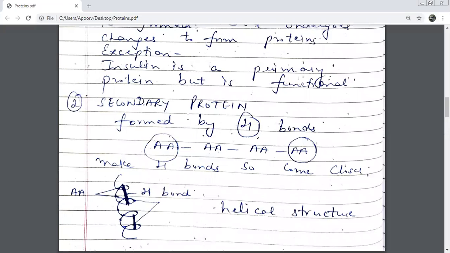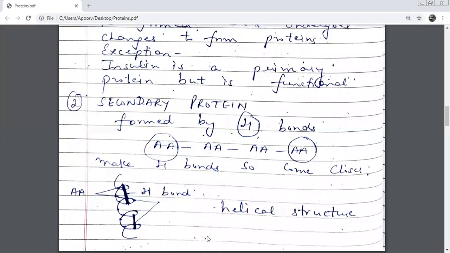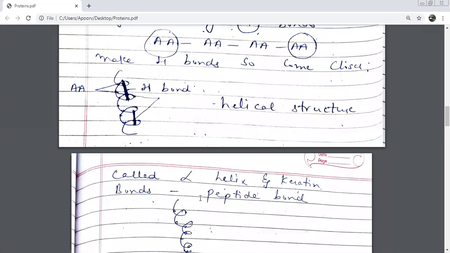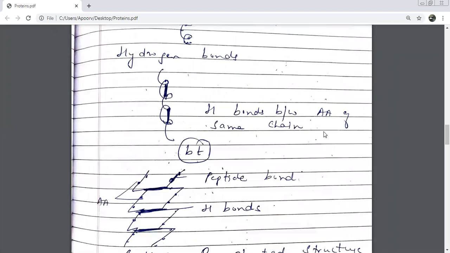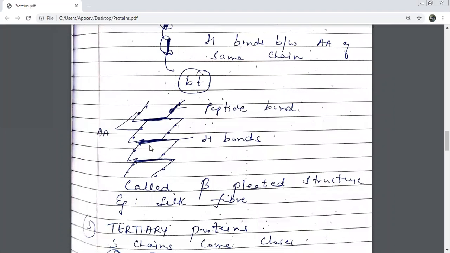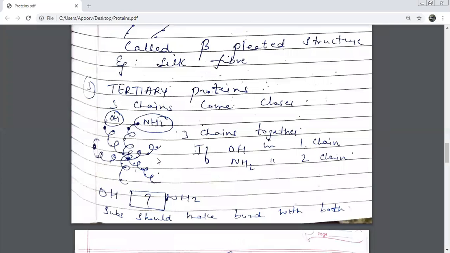Let's talk about the secondary structure. In secondary structure, we had two bonds. Besides the peptide bond, another bond was formed, and that was the hydrogen bond. If the hydrogen bond is formed within the same chain, we get this structure. What is the structure called? Alpha helix structure. The example was keratin. And sometimes the hydrogen bond is formed between two different chains. Then such a structure is known as beta pleated structure. The example was silk fiber.